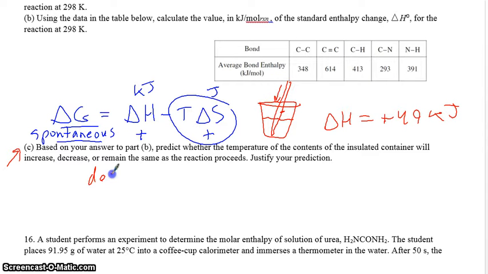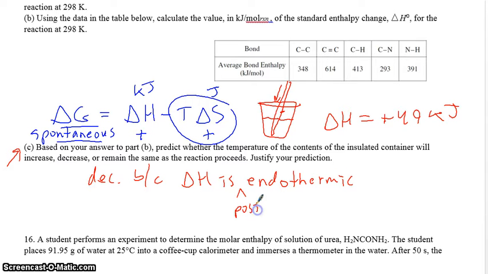So decrease because, now write this out for the AP exam, decrease because delta H is endothermic. Or you can say delta H is positive, indicating an endothermic reaction.